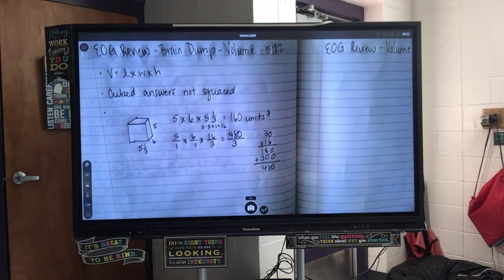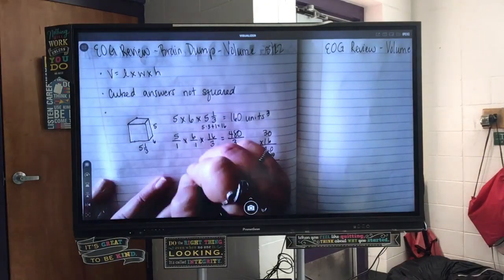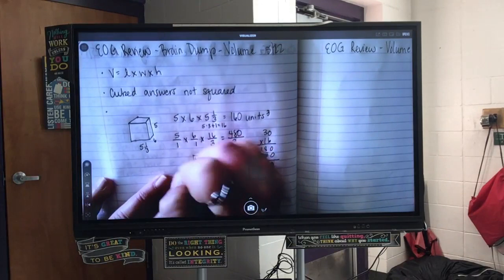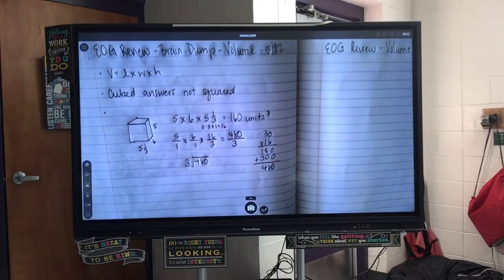Can we leave it like that? I mean, technically that is our answer, but let's say that we have whole number answers. Could we leave it like that? No, we cannot. So what do we do with 480 thirds? Divide it. So 480 divided by 3. How many times can we multiply 3 to get 4?